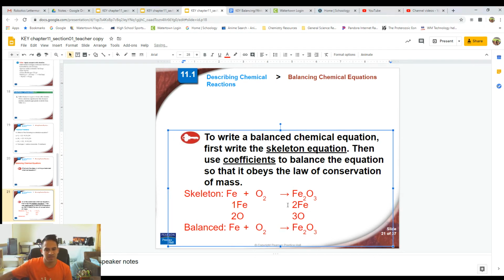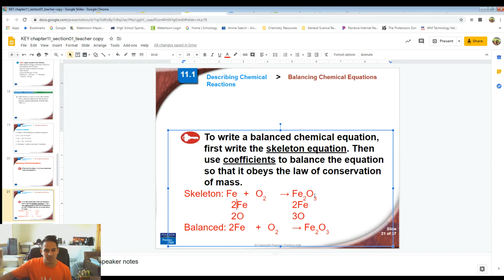To fix this, we need to have 2 irons on the left. So if we put a big 2 in front like this, and we'll do it down below, if we put a big 2 in front of the iron, that gives us 2 irons, because it's going to multiply. 2 times 1 iron gives us 2 irons. That balances out with the 2 on the right.